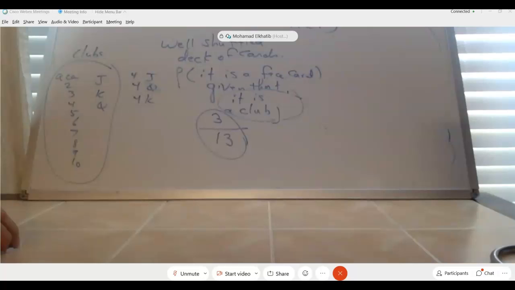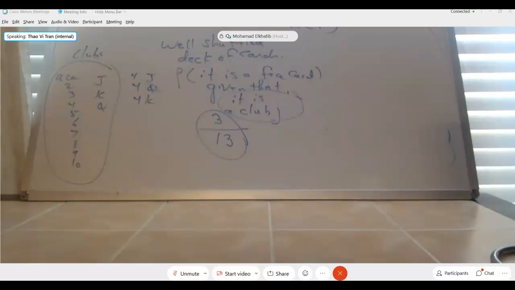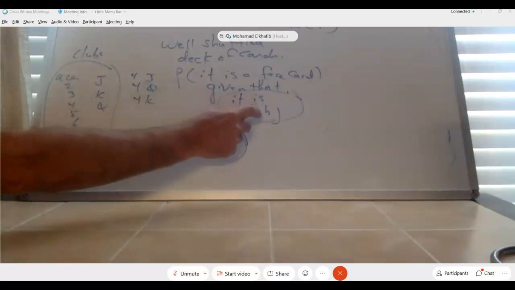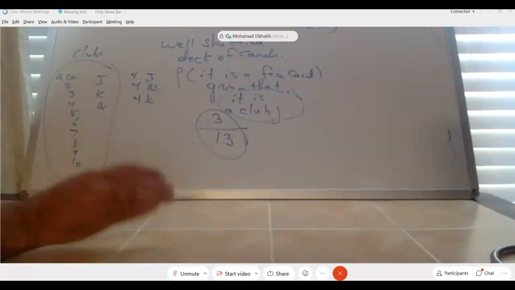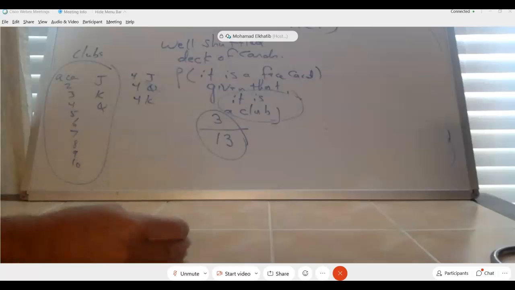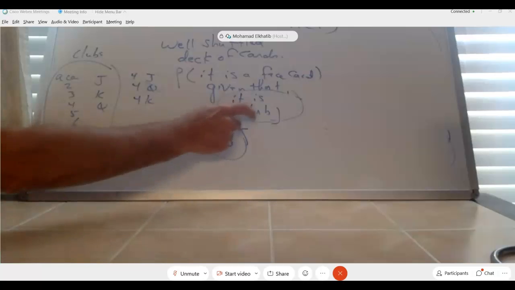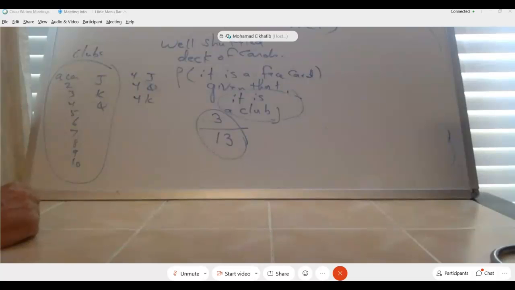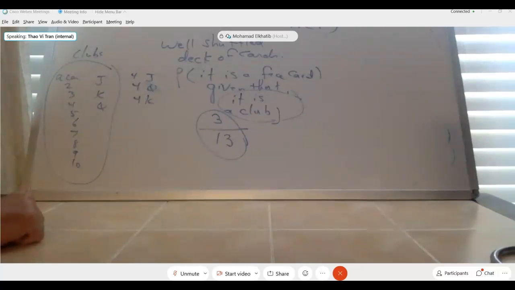I have a question. Why is it 13? Because given that it's a club, you have 13 members of each suit in a deck of cards. You have 13 diamonds, 13 spades, 13 hearts, and 13 clubs. So you mean 3 is the number of face cards that are clubs, and 13 is the total clubs? Exactly. 13 cards in total, and they're all clubs.